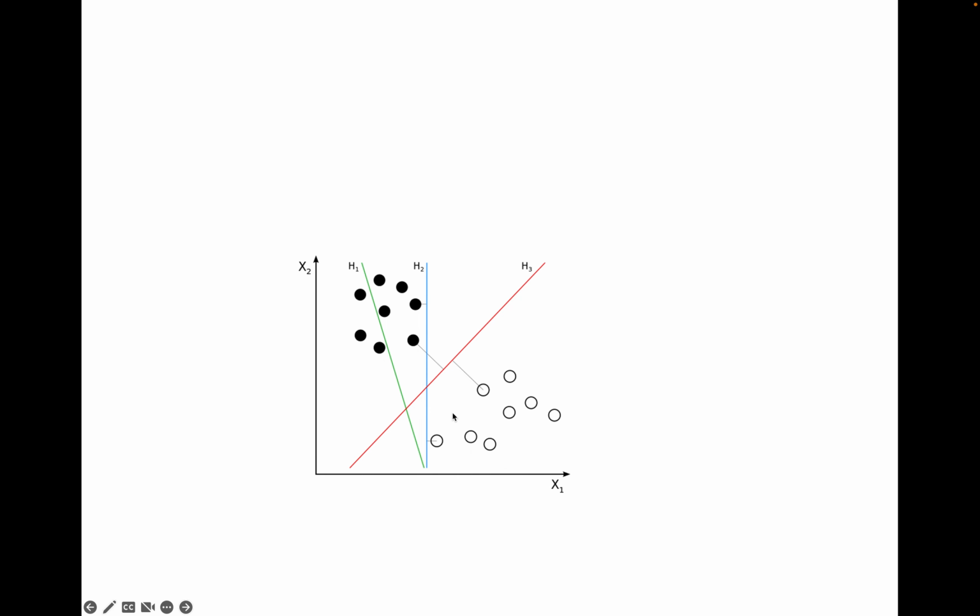Is it maintaining the highest margin possible? On one side the margin is huge, but on the other side it is literally on it, there is no margin. But look at H3. H3 has the maximum margin from both the data sets while still dividing them.